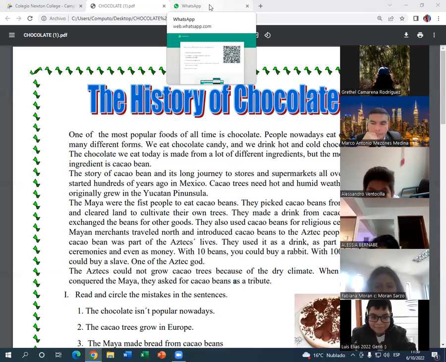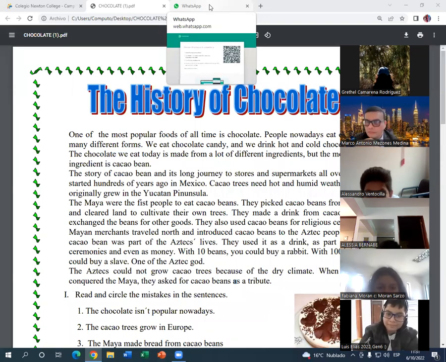With 10 beans, you could buy a rabbit. With 100 beans, you could buy a slave, one of the Aztec goods. The Aztecs could not grow cacao there because of the climate. When the Aztecs conquered the Maya, they asked for cacao beans as tribute.